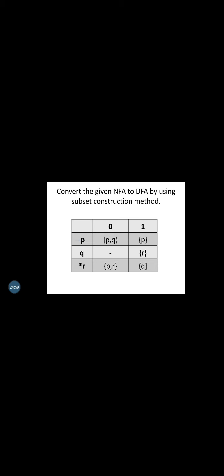By the arrow mark we can say P is the starting state, and by the indication of the star we can say R is the final state. So now we have to apply the transition function delta on the starting state P. Delta D of P comma 0 is PQ. So now PQ will be considered as a new state. Now delta D of P comma 1 is P itself.